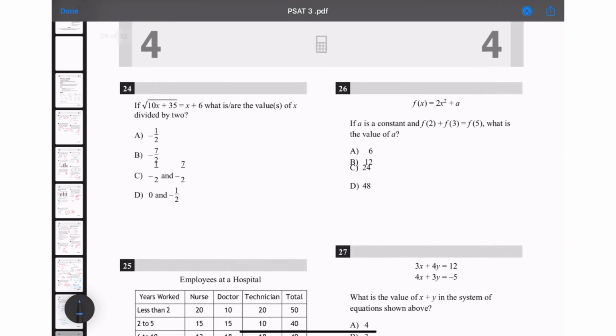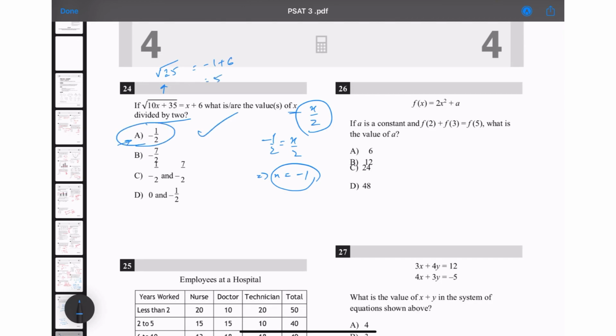This one asks what is the value of x divided by 2. Here we need to find x divided by 2. So what I will do, first of all, let us take a as x over 2. So minus 1 by 2 as x over 2. It means x will be minus 1. Now plug in over here. When I put minus 1 over here, I get minus 10 plus 35 root 25, which is 5. And minus 1 plus 6, which is also 5. So both are correct. It means A is the correct answer.